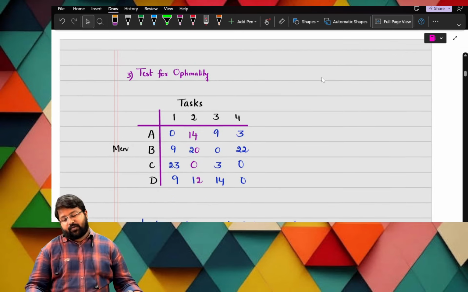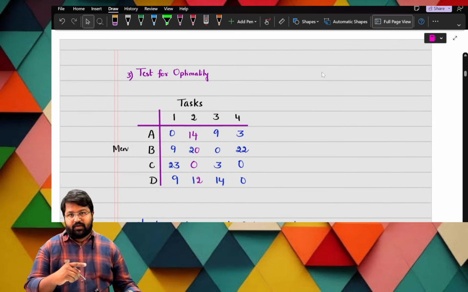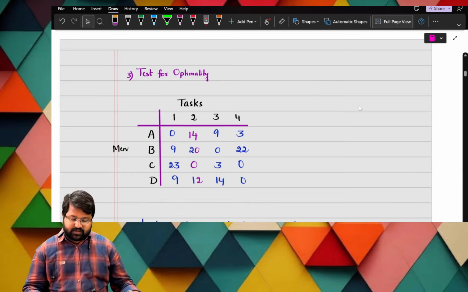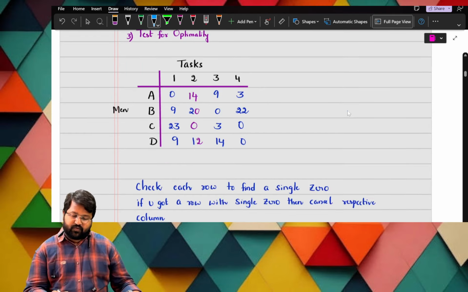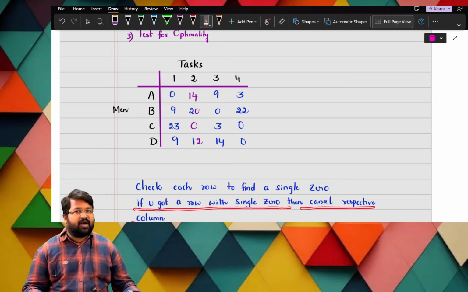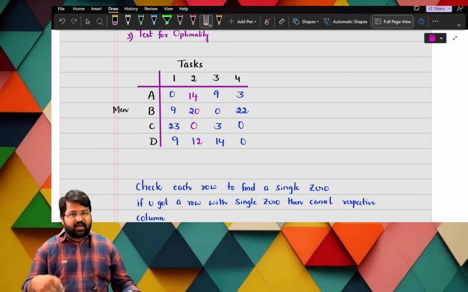So first, the test for optimality: I have to write the matrix that is the end result of the column operation. Okay, I have written it. Next, check each row to find a single zero. If you get a row with a single zero, then mark that zero and cancel the respective column.